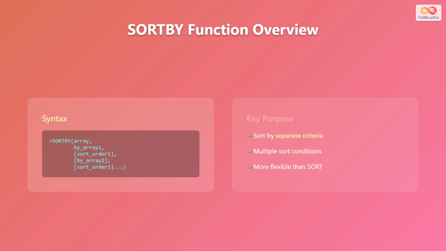Let's move on to the sort by function. The syntax for the sort by function is as follows: equals sort by, open parenthesis, array, comma, by array 1, comma, sort order 1, comma, by array 2, comma, sort order 2, and so on, close parenthesis. The key purpose of the sort by function is to sort by separate criteria, allowing for multiple sort conditions, and is more flexible than the sort function.